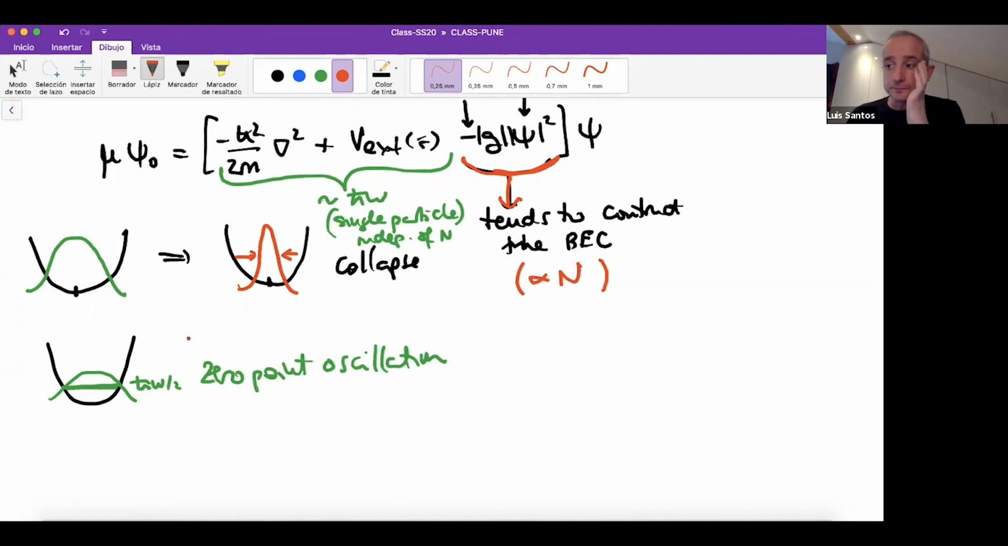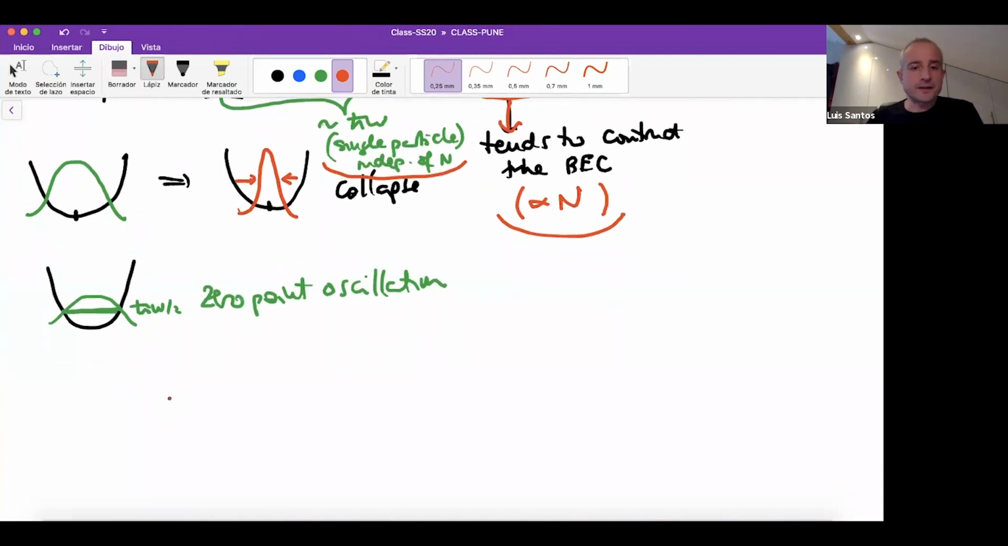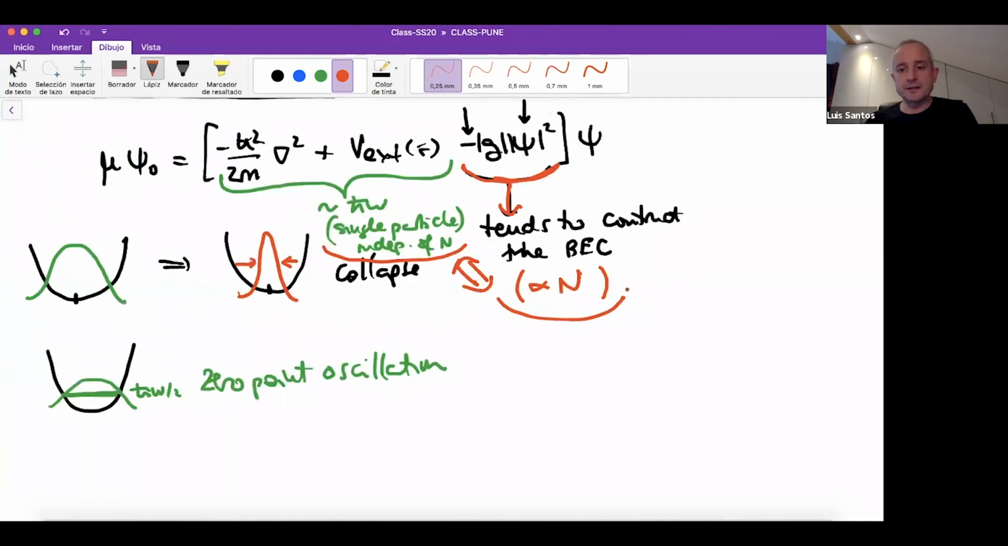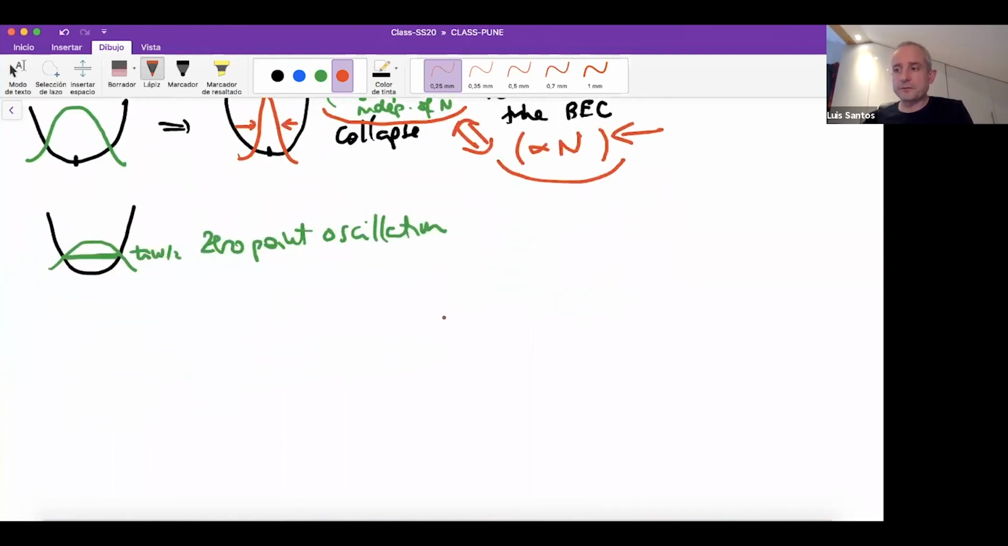And now what happens is that, as I say, this part grows with n, and this part is independent of n. This means that you have a competition between them, but it's clear that if the number of particles is sufficiently large, then this part here will, of course, dominate with respect to this part here, and then there is no way of stopping the collapse. But if the number of particles is small enough, then you can actually stop the collapse and get a stable, or at least a metastable solution.